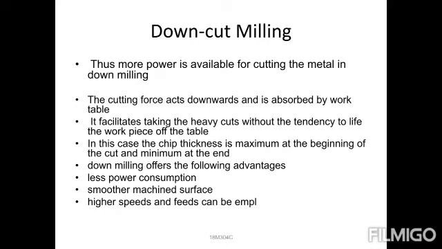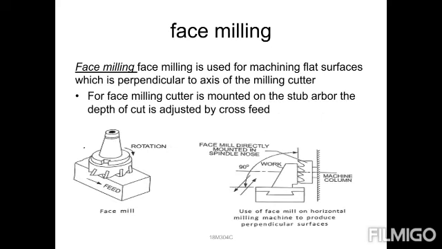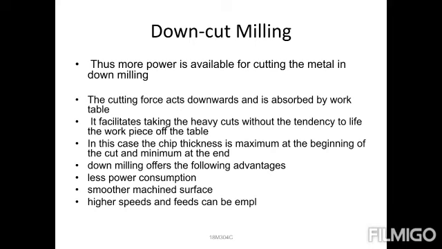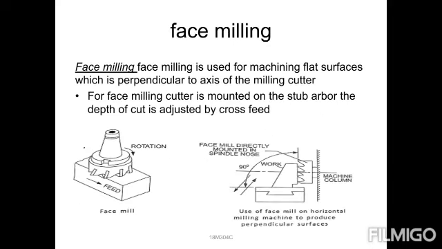And next one is the face milling operation, right? So next is the face milling operations. Once again you can observe down cut milling: less power consumption, smoother machined surfaces, higher speeds.